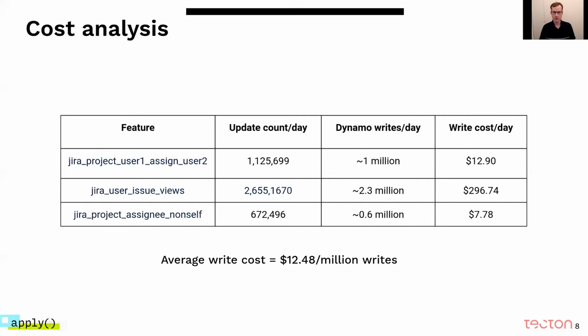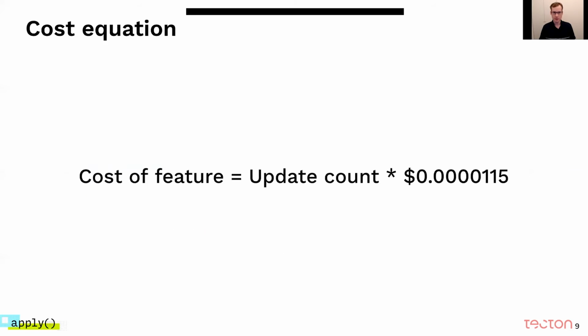This ultimately gives us the equation: cost of features equals update count times a fraction of a cent, being the cost per write. The advantage of having this equation is that we can use it as a heuristic to estimate the cost of any potential feature, even before we define it in Tekton. Of course, there are other costs associated with using the feature, such as compute or storage, but we know from going through this exercise that in our use case at least, write cost is so dominant that they can be more or less ignored.